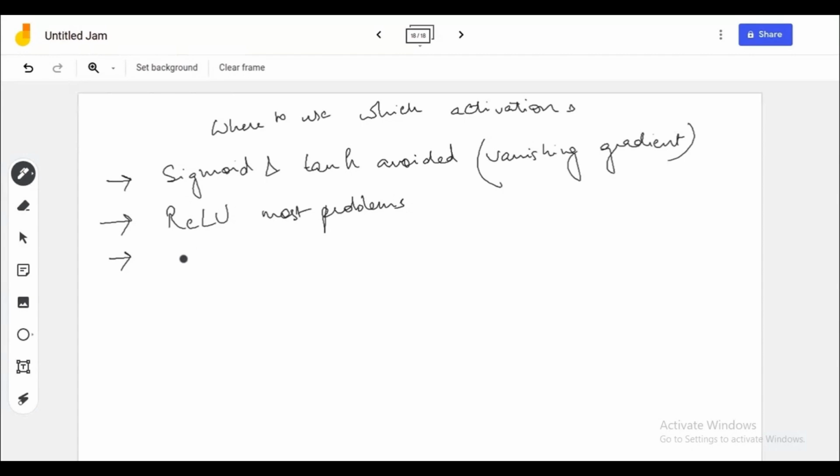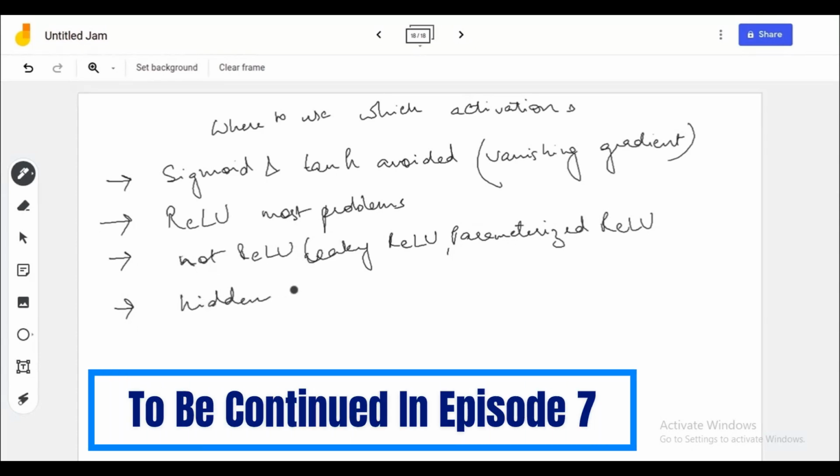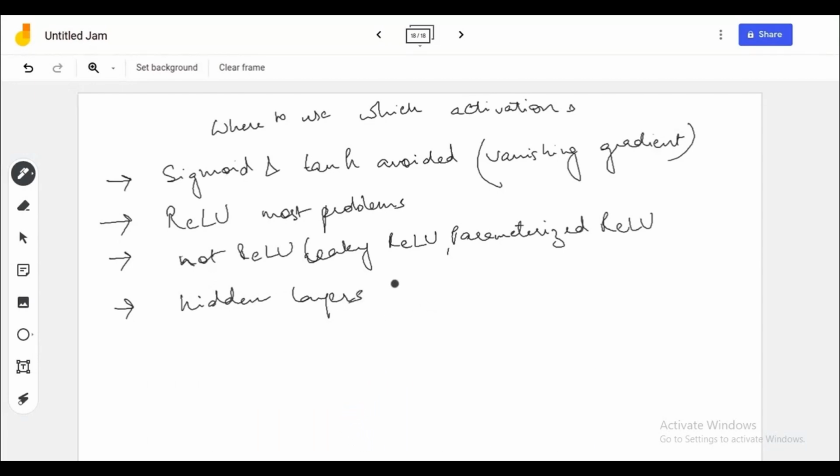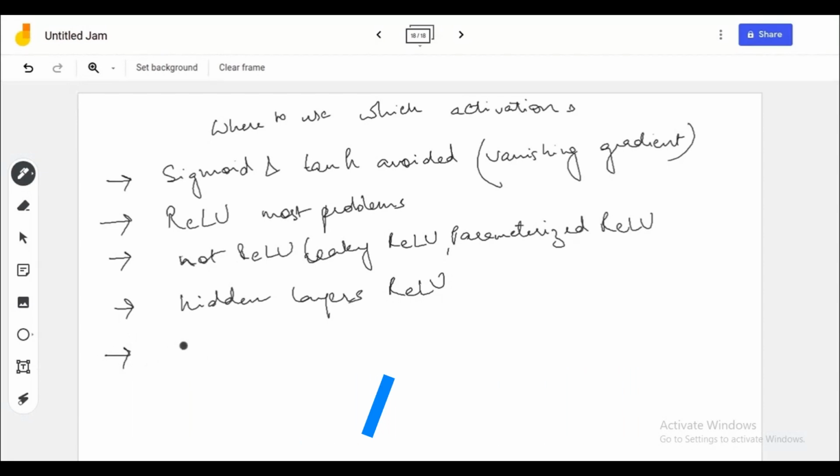If ReLU does not work, we can shift to leaky ReLU or parameterized ReLU. ReLU is usually used in the hidden layers. So do not use ReLU in the input or the output layers. And always try using either softmax or sigmoid when it comes to classification problems.